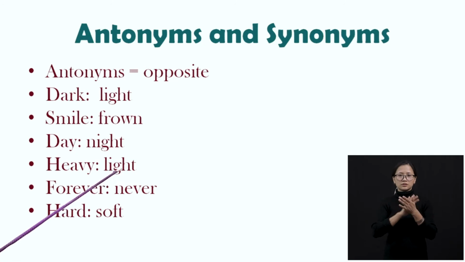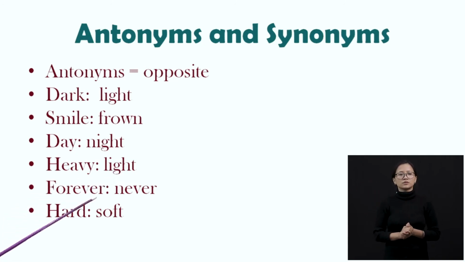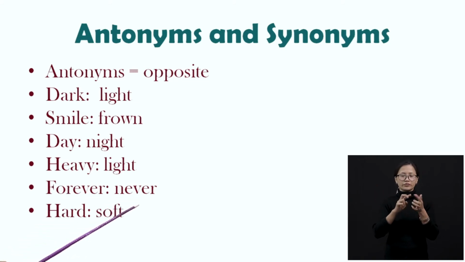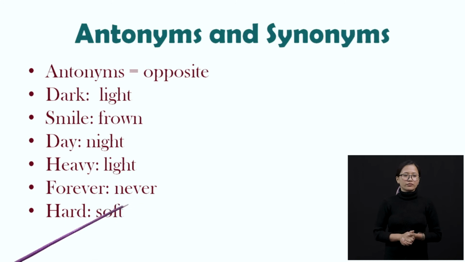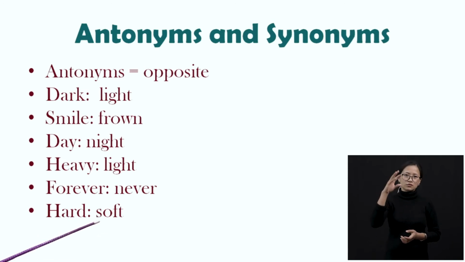Light, right? The next is forever. What is the opposite of forever? Never. Never is the opposite of forever. Now hard: the opposite of hard will be soft.